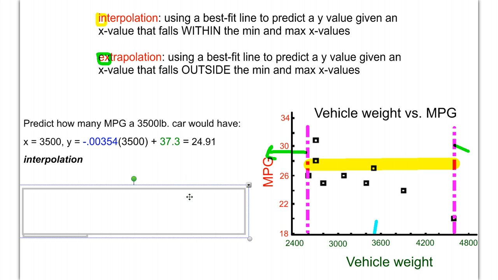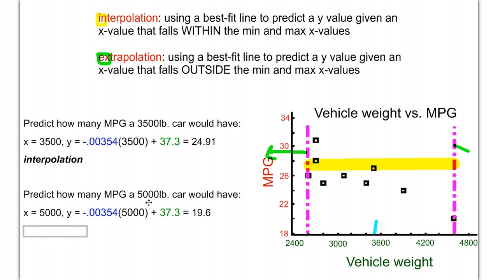However, let's look at this other one. We predicted how many miles per gallon a 5,000-pound car would have. Well, 5,000 pounds is actually a little bit off the screen. It's just maybe right on the edge over here. So that's 5,000 pounds. Because we don't have any very good data that extends anywhere beyond 4,600, it's hard to know if 5,000 is actually an accurate prediction.